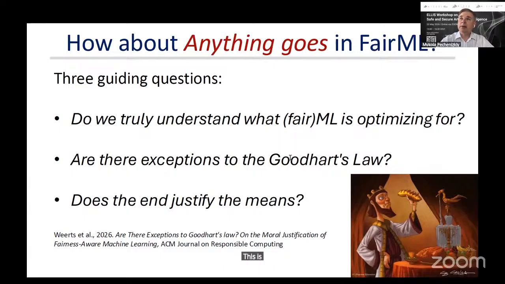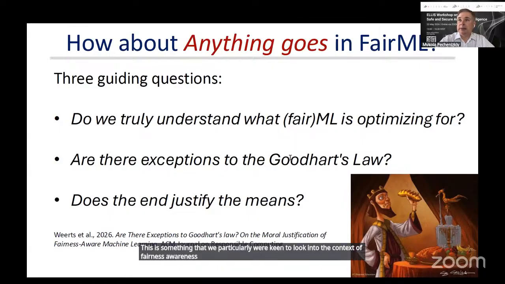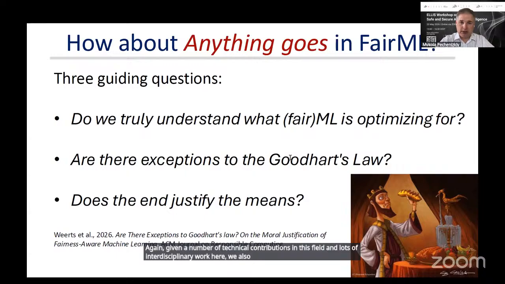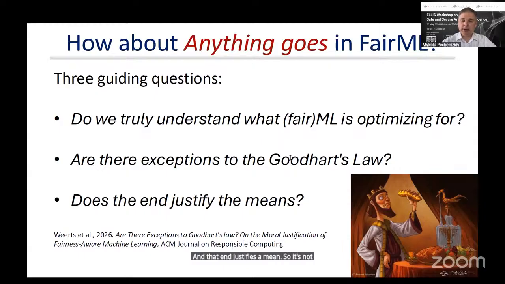This is something that we particularly were keen to look into in the context of fairness awareness. Given a number of technical contributions in this field and lots of interdisciplinary work here, we also asked very basic questions. Do we truly understand what FairML is optimizing for? And what is happening during this process? Obviously, are there exceptions to Goodhart's law? Once we define what we want to optimize for, is it still a good measure of success? And does the end justify the means? So it's not just about a particular key performance indicator, but how we are able to achieve it.